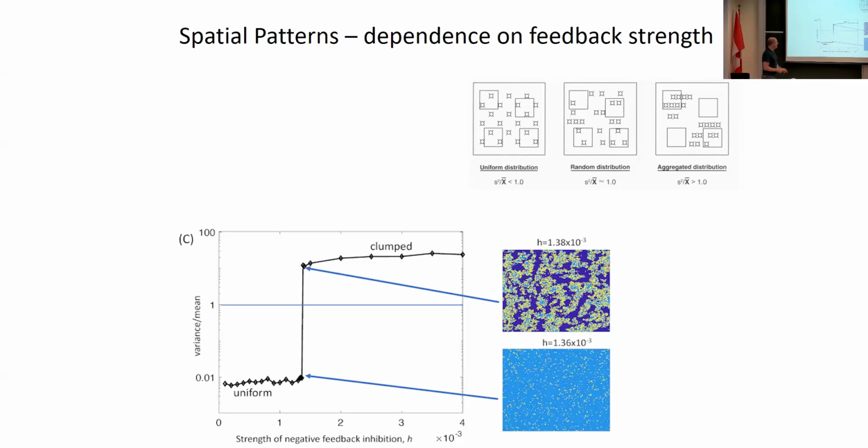And you can see that as you increase the strength of the negative feedback, for weak negative feedback, you have a uniform distribution, as I already mentioned. But then there seems to be a threshold effect. When you cross a certain threshold in the strength of the negative feedback inhibition, it jumps to become clumped and to obtain these properties of the system. And so we don't really understand at this stage what causes this threshold behavior, but it is there and something to be investigated as we go on.